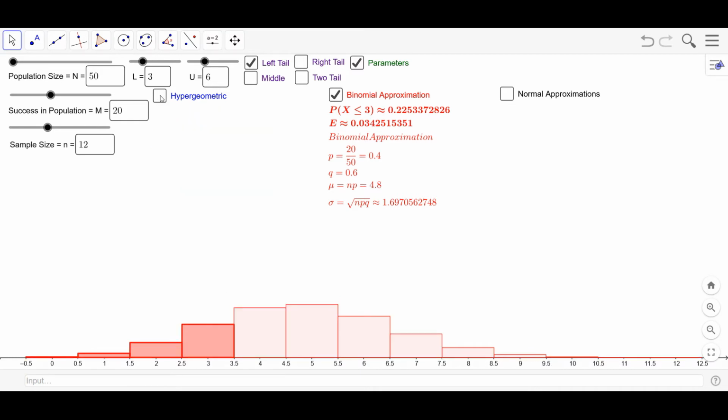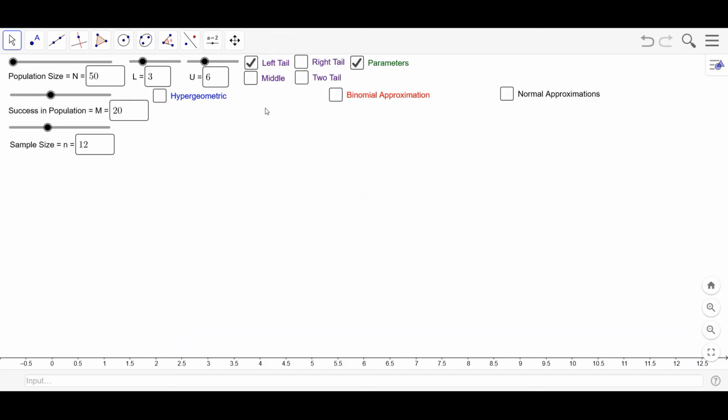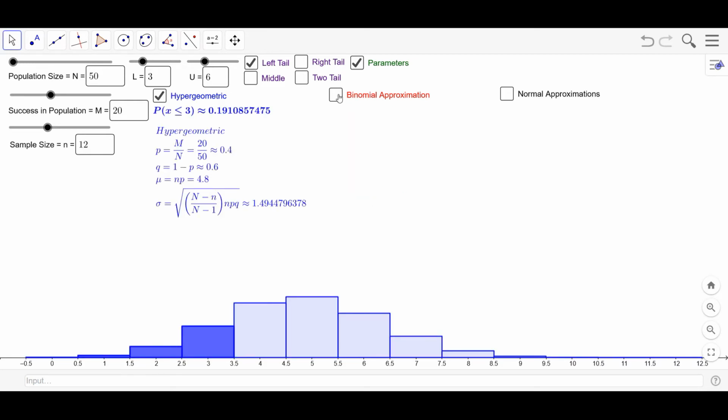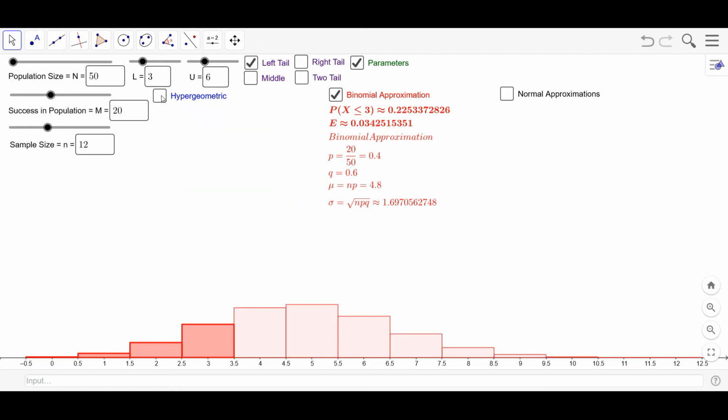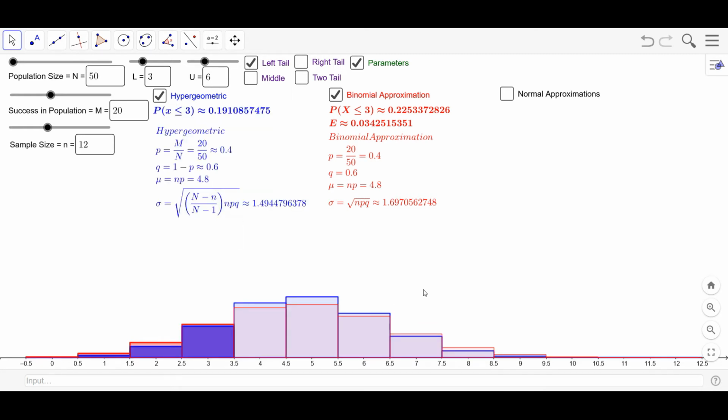Here's just the binomial. Here is just the hypergeometric. And then here they are together. And you can see that some of the bars in the middle here are a little shorter. The bars on the ends are a little bit bigger on the binomial than they are on the hypergeometric. Now, there's some difference here.